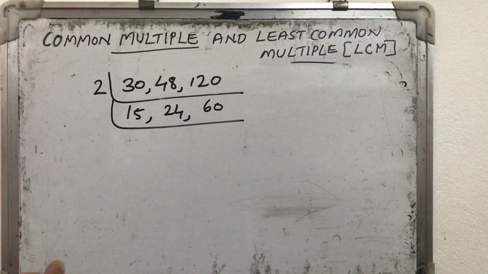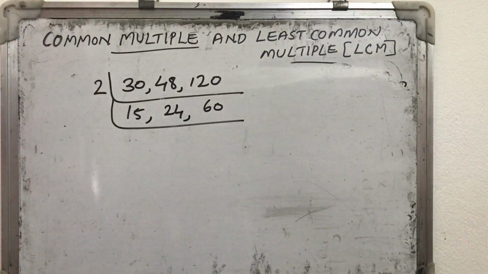But when we check, we can find other prime factors which are divisible by these 3. That also you can check.